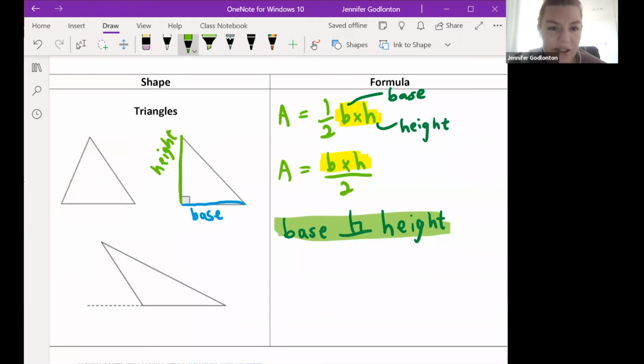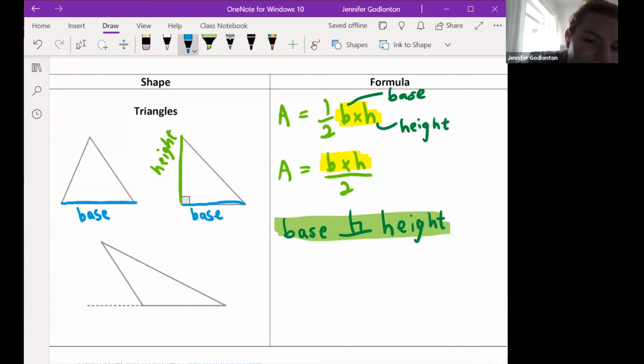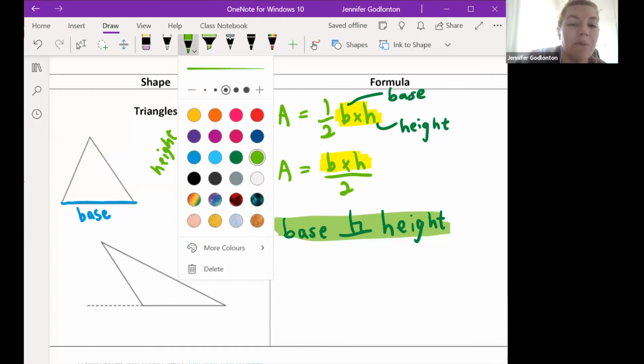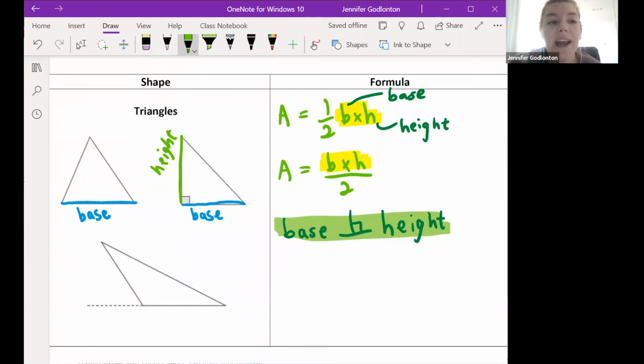Now let's have a look at this triangle that's chilling on the left. If I wanted to make this the base of my triangle, and I am wanting to work out its area, they would have to give me the perpendicular height. So in a picture like this, you would get a little dotted line that has a right angle, and that line there would be our height. So it has to be perpendicular to the base.